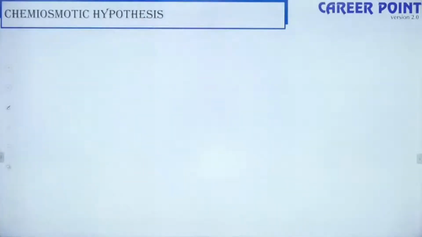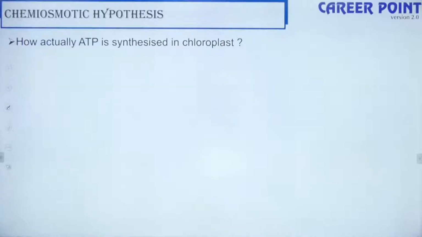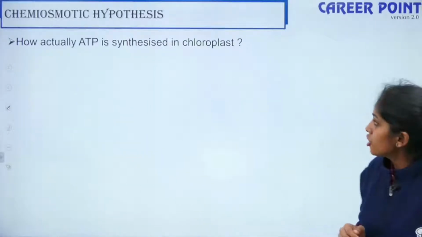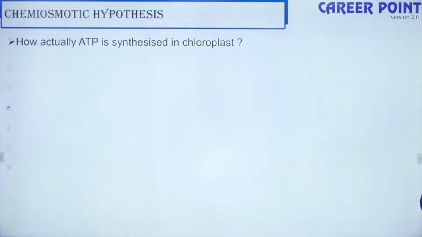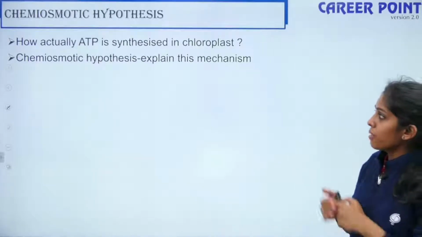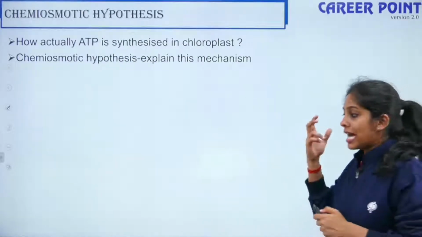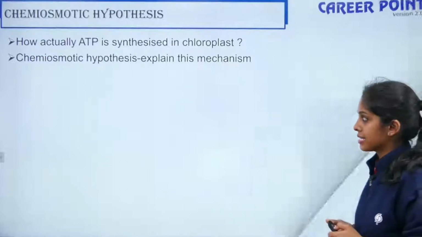Okay. So now coming to the chemiosmotic hypothesis, the most important concept of today's talk. How is ATP actually synthesized in the chloroplast? What is the exact mechanism? The chemiosmotic hypothesis explains how ATP is produced. That is the reason we are studying this mechanism.